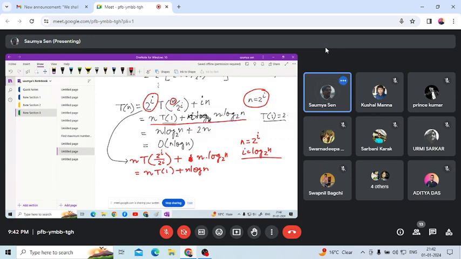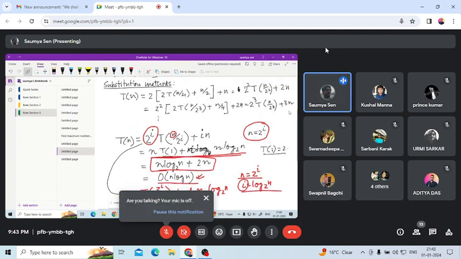Now you understand? Yes, sir. So basically we were calculating the value of i. If n equals 2 to the power i, then obviously i equals log n base 2, and we just substitute i by that term and get this result. And if T of 1 is given as 2, if you put that value, you get this equation. If you do some mathematical calculation, this is nothing but big O of n log n.